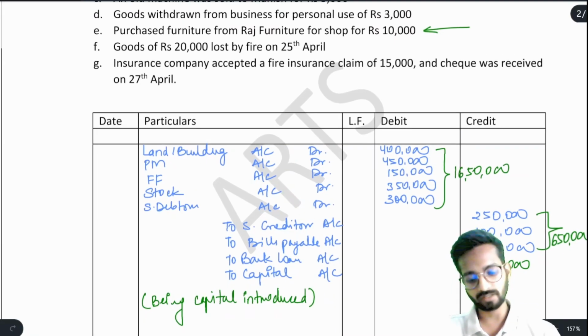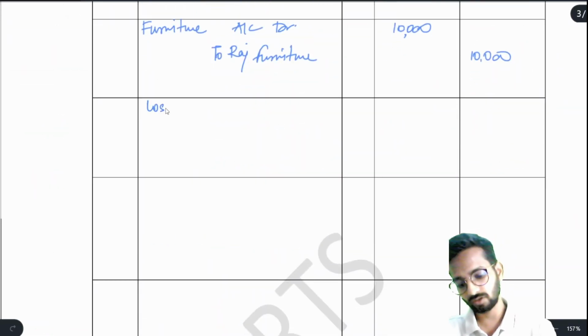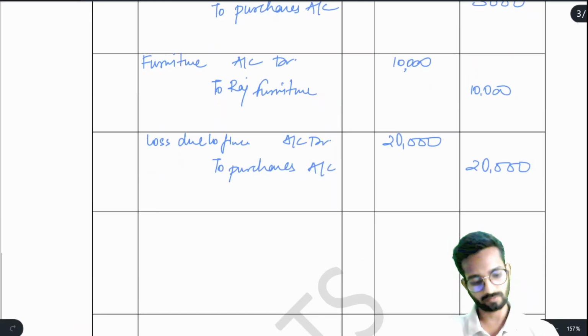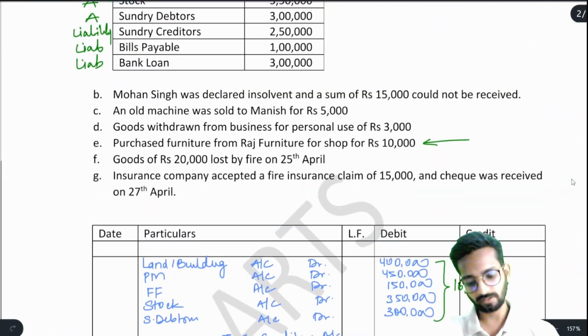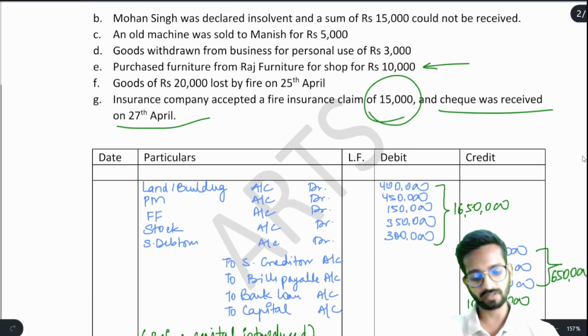So we have to write here, goods of 20,000 lost by fire. So we will write loss due to fire account debit to purchases. We have lost the goods, so we know that it is to purchases account. Now what is the next entry? Insurance company accepted a fire insurance claim of 15,000, and check was received on 27th April. So on 25th April there was fire, then on 27th April we got money.